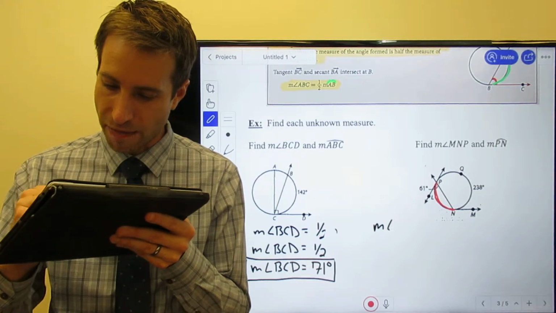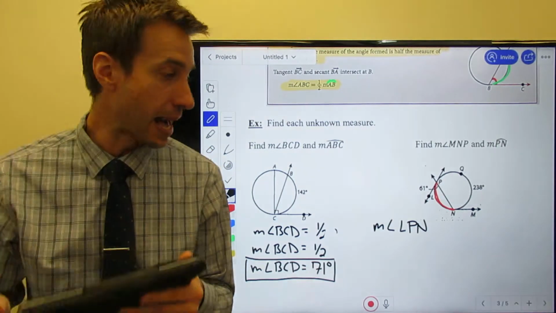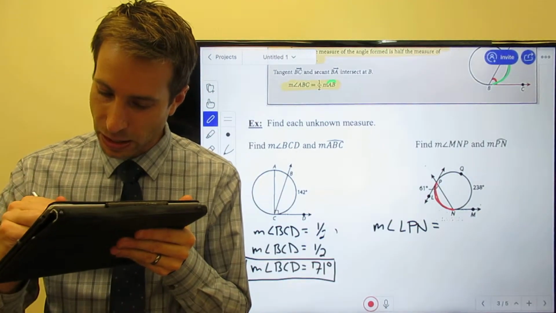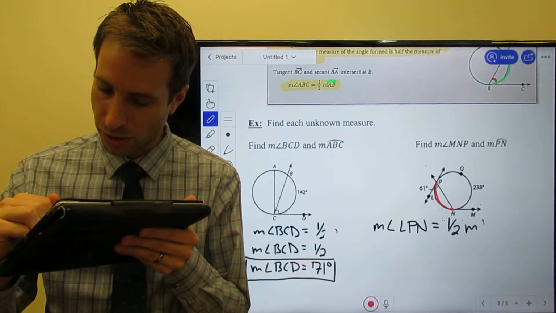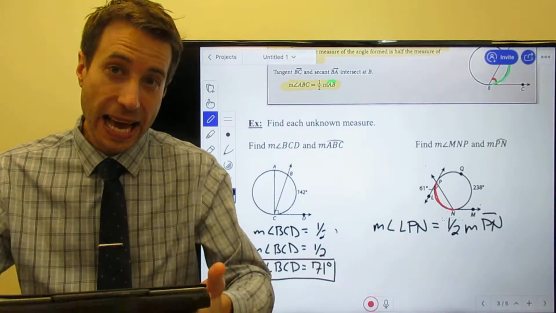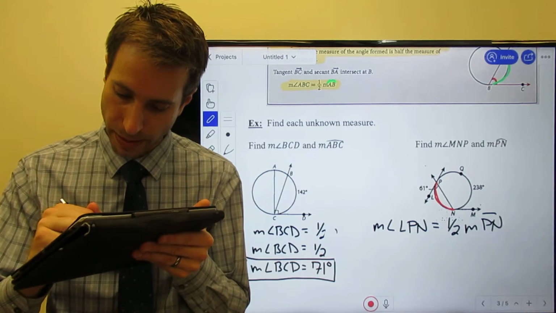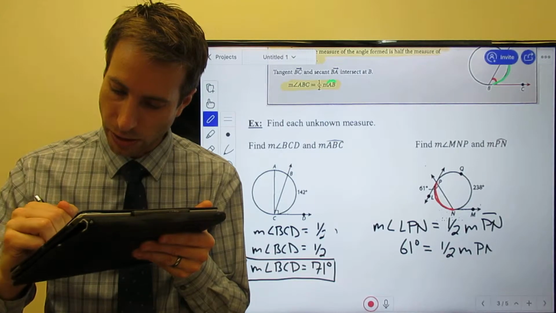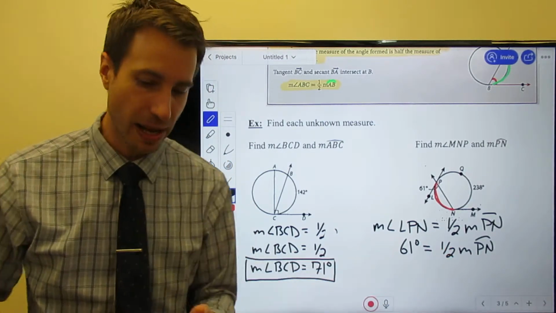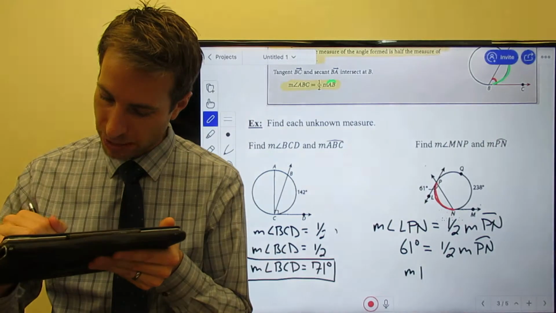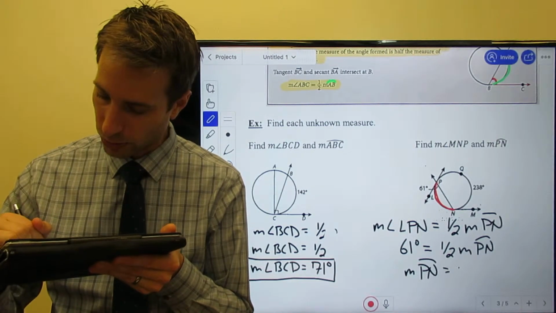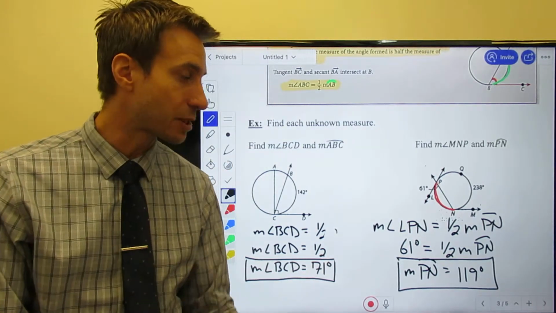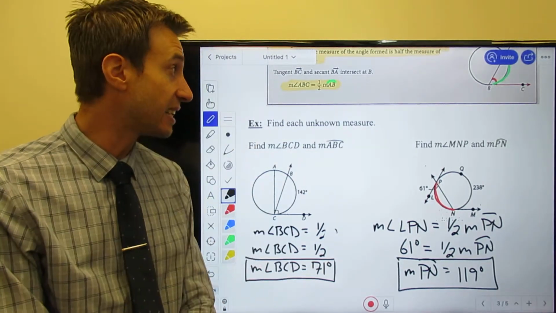So the measure of angle LPN, which I know is 61 degrees, has to be equal to 1/2 the measure of arc PN, which is what they're looking for. So here we go. 61 degrees is equal to 1/2 the measure of arc PN. I gotta multiply the 2 to the other side, and so the measure of arc PN is equal to 119 degrees.